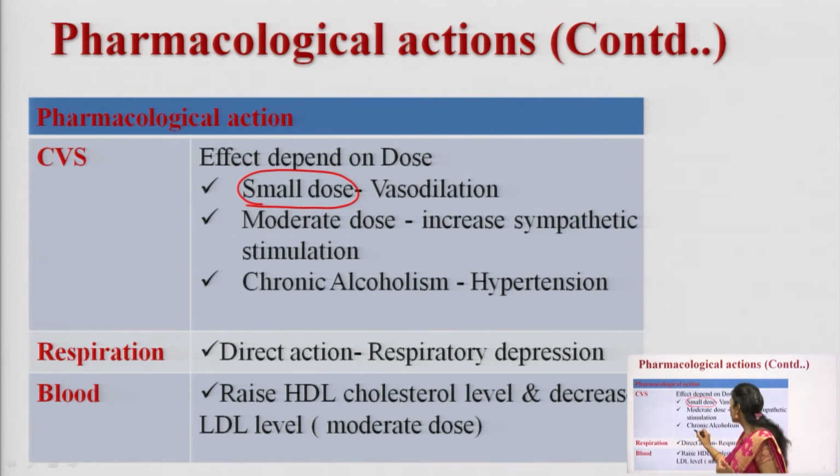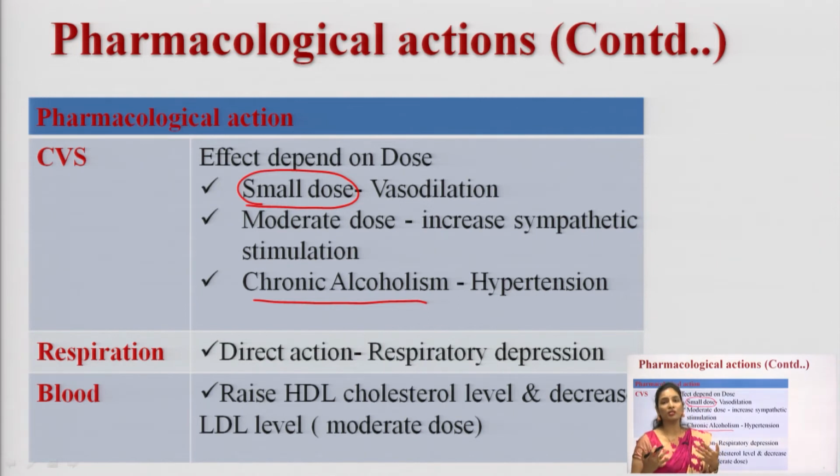And if you are taking alcohol chronically, if you are taking more alcohol and are addicted to it, in chronic alcoholism you can see hypertension; the blood pressure will get increased and the heart rate will be increased. So, this will be seen in which condition? Chronic alcoholism. So, in the CVS the action of alcohol is related to the dose you take. At a low dose, it shows vasodilation and causes bradycardia, and at moderate and high doses it somewhat increases hypertension.